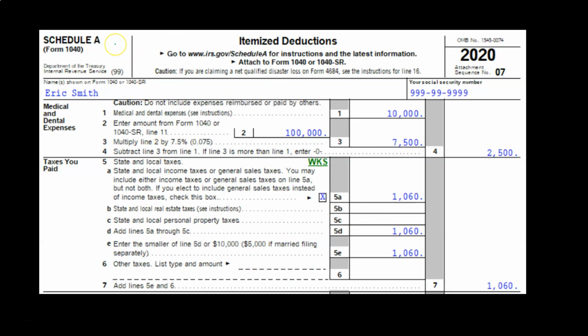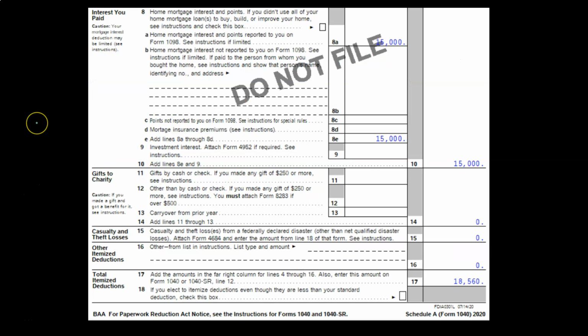And then if you were itemizing, you would be using the Schedule A, the itemized deductions. So the itemized deductions will be categorized, and you could just go over the categories to the left-hand side. Medical and dental expenses, taxes you paid, usually state and local taxes that might be deductible for federal income tax purposes, interest you paid, gifts to charity, casualty and theft losses, other itemized deductions, and that gives us the total itemized deductions adding up to the $18,560. This $18,560 or this line item would have to be bigger than the standard deduction in order to be receiving a benefit.